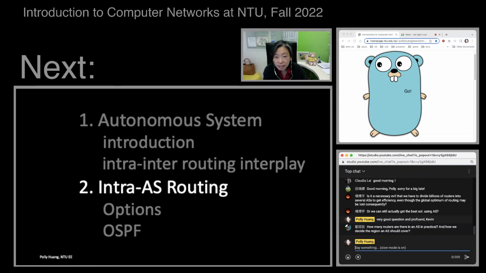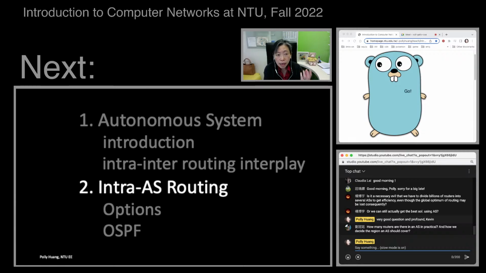And Kayan was asking, how many routers are there in an AS in practice, and how do we decide the region an AS should cover? That's a very good question as well. The way we define an AS is usually organization-centric. I think NTU has an AS, because recently we were talking about the IP addresses used by NTU, and I realized that NTU now has an AS number. Telnet has an AS number, but somehow I think NTU is part of Telnet.